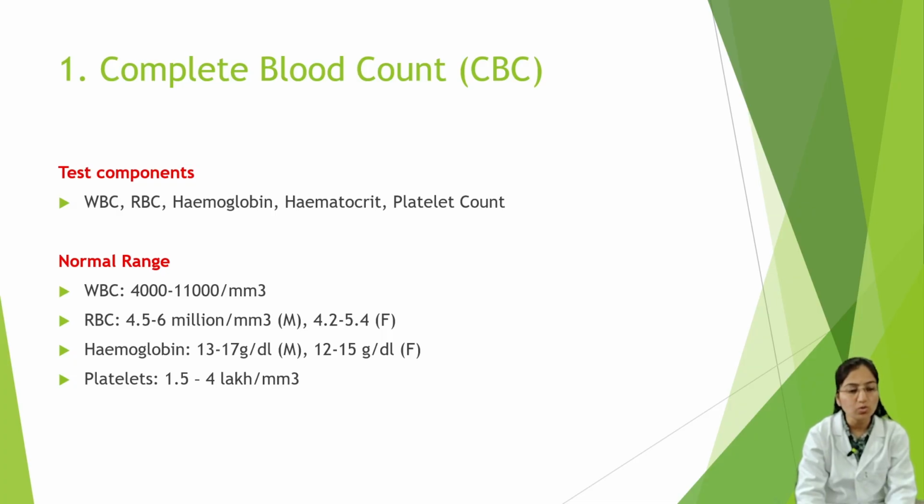And then comes the next one, hemoglobin. Here it is 13 to 17 gram per dl in males, and in females it is 12 to 15 gram per dl. And then platelet count is 1.5 to 4 lakh per mm cube.